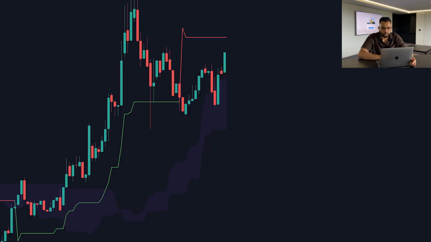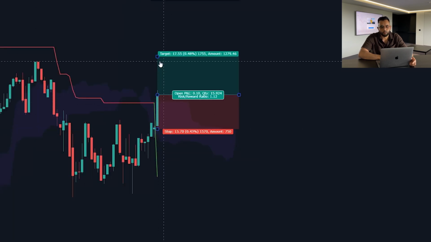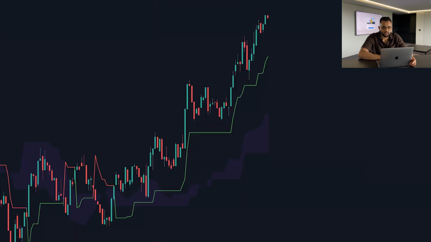Here is a short example. The super trend line is red. We don't enter until the price goes below the Kumo cloud. Once it does, we enter the trade. For exit strategies, you can again do the 1.5 profit ratio or you can exit the trade once the price goes inside the Kumo cloud.